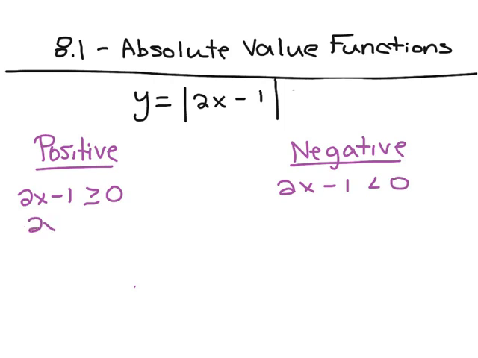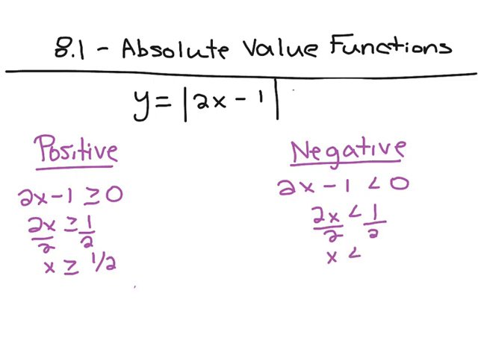So 2x is greater than or equal to 1, divided by 2. So x has to be greater than or equal to 1/2. And 2x is less than 1, divided by 2. x is less than 1/2. Remember, when you divide by a negative, you have to flip the signs. This one we don't have to, but if you did divide by a negative, flip the signs. So these are our conditions. So this is when it becomes positive, and this is when it is negative.